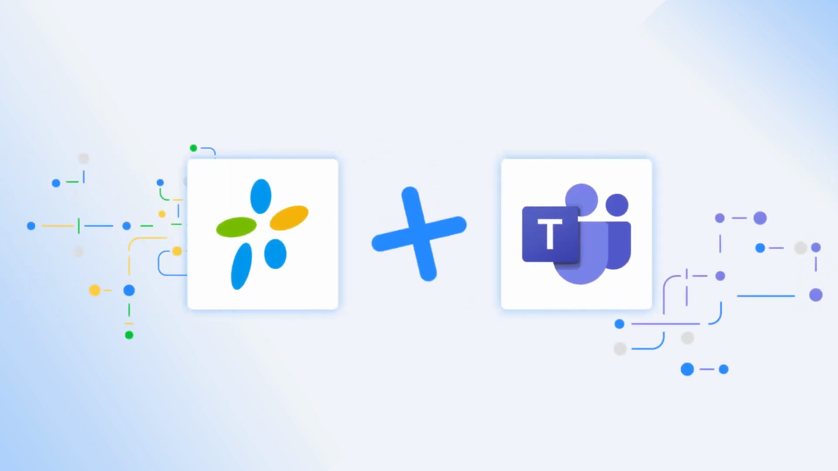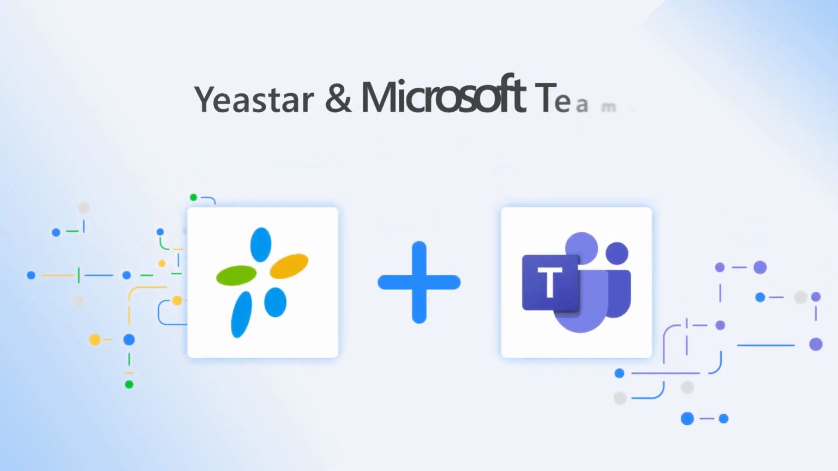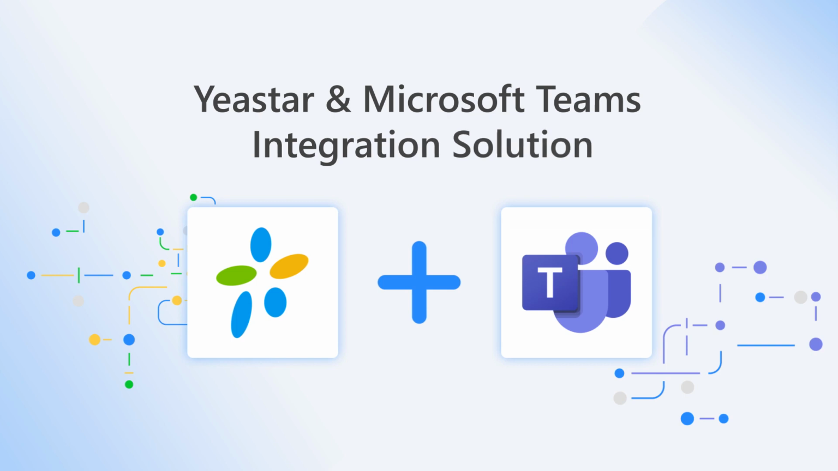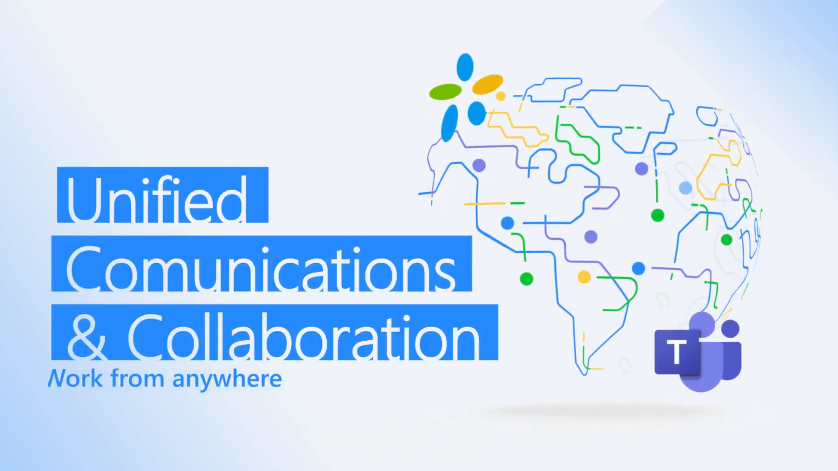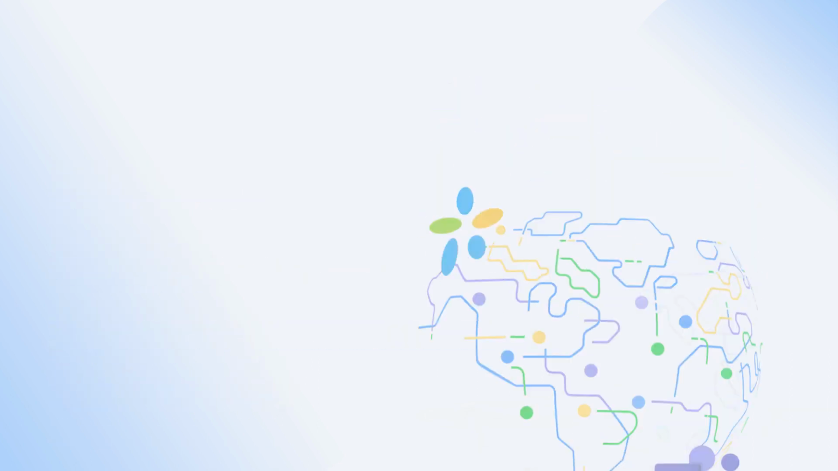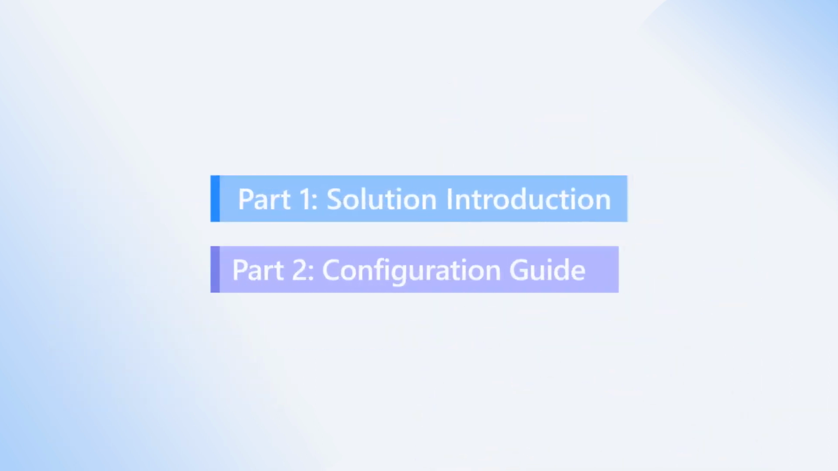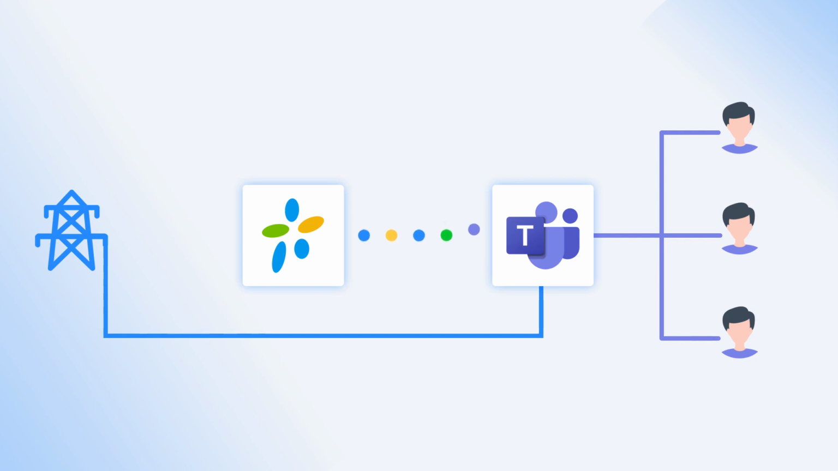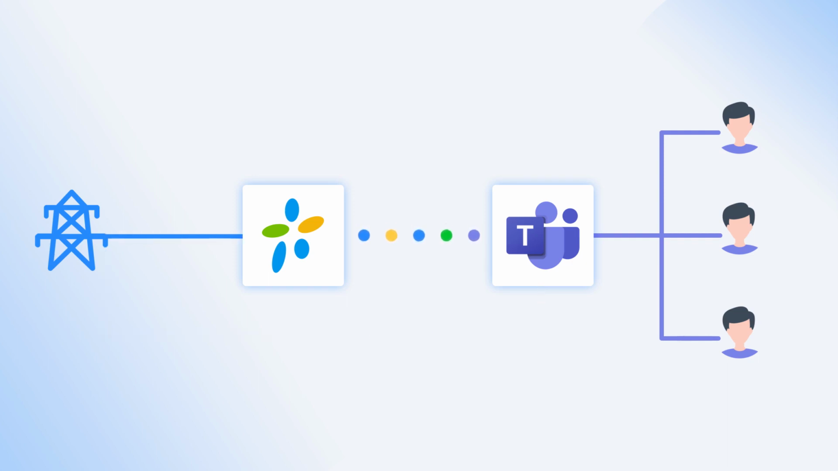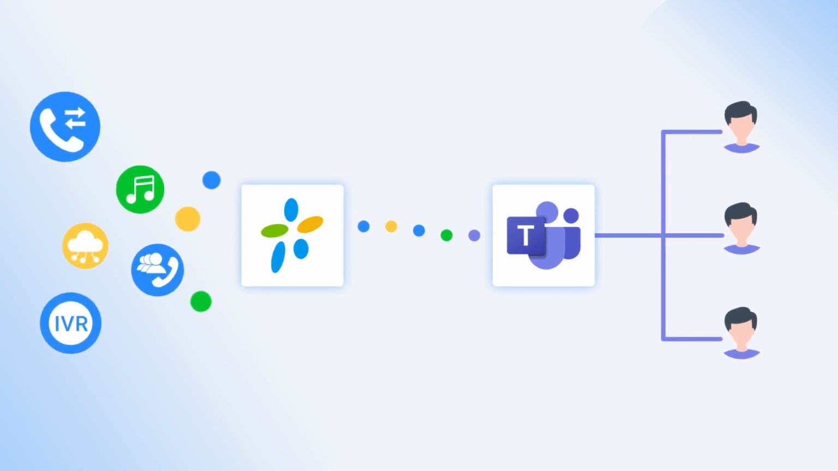Yeastar PBX is now officially compatible with Microsoft Teams, providing a complete unified communications and collaboration solution enabling your team to work from anywhere. In this video, we'll walk you through the solution introduction and the configuration guide. The integration solution allows Teams users to use their business phone number on the PBX system. At the same time, they can enjoy all the powerful telephony features to enhance efficiency.